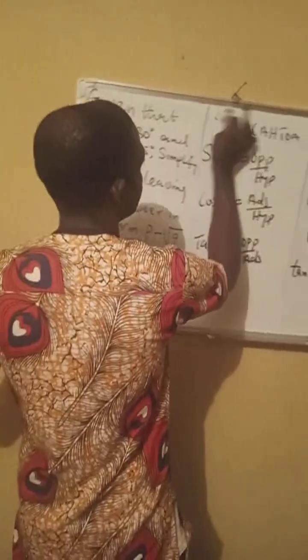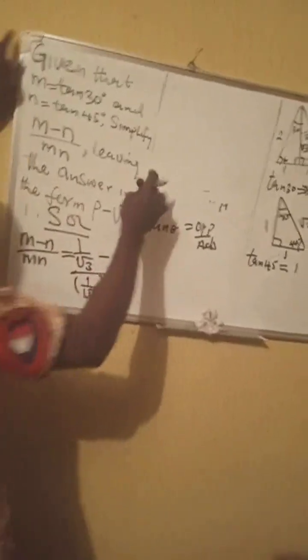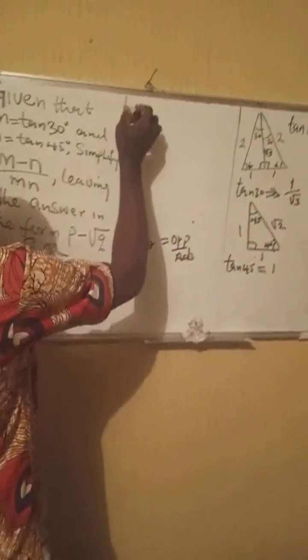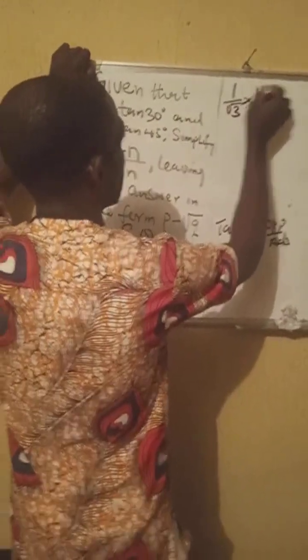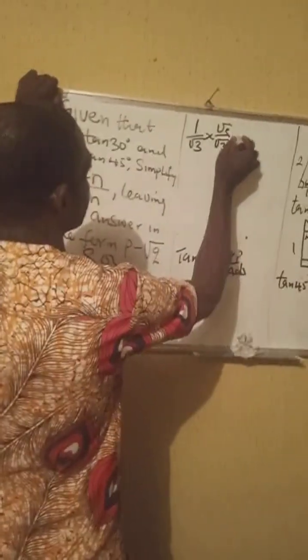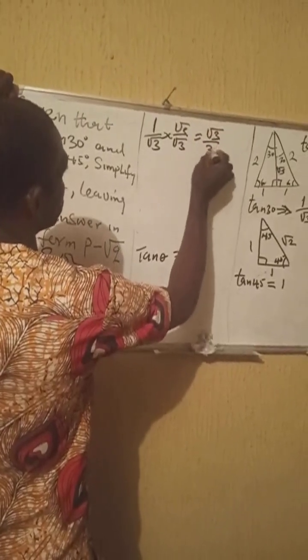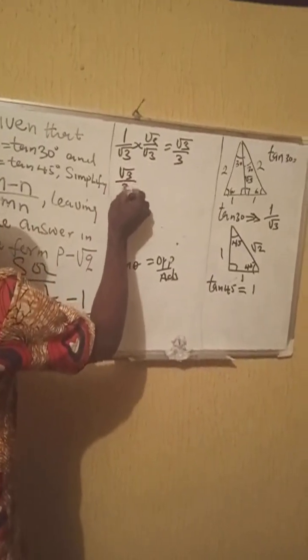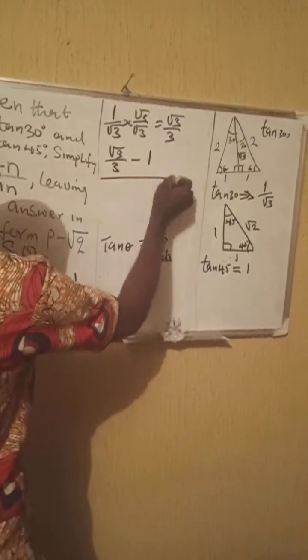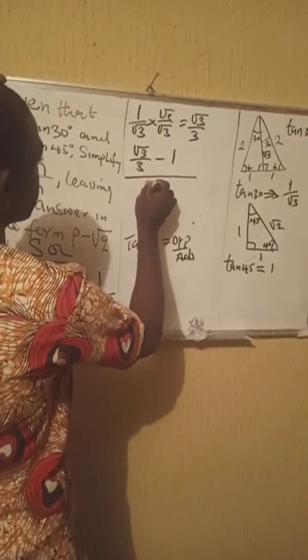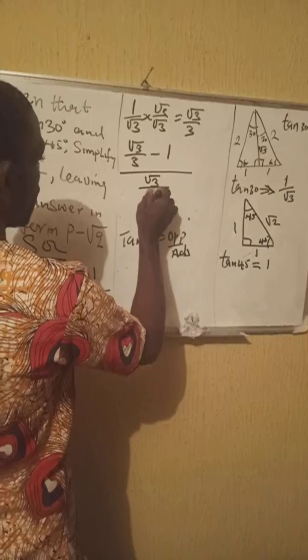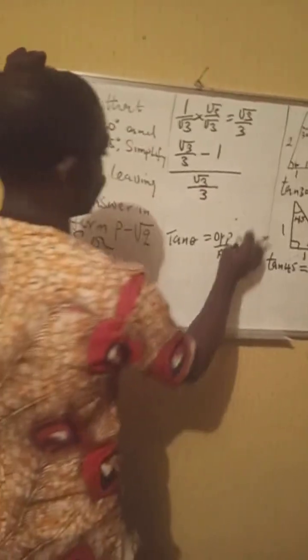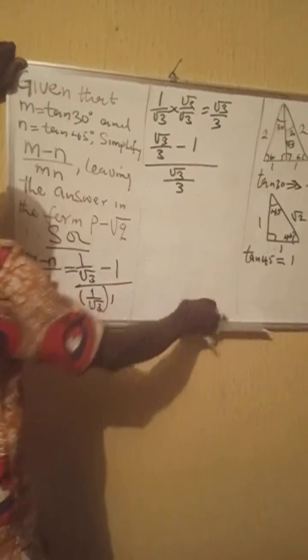So we now go ahead to resolve. We resolve in this way. When we rationalize 1 over root 3, we will have root 3 over root 3 times root 3, which will give us root 3 over 3. Therefore, we have root 3 over 3 minus 1, all over the denominator, which is still root 3 over 3. So it's just like having fraction upon fraction.